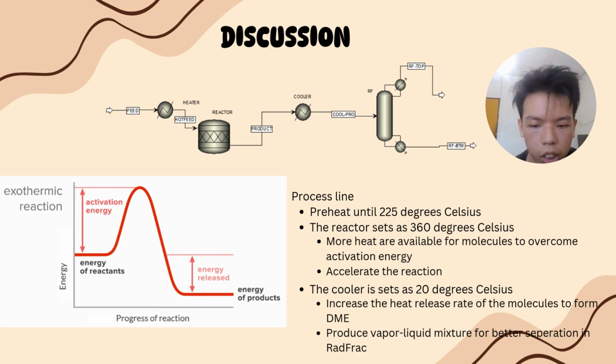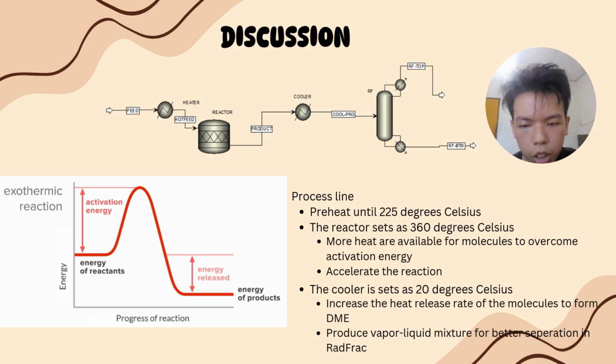As I mentioned just now, since this is an exothermic reaction, it is not preferred to occur at high temperature as its equilibrium constant will decrease, which means that less product will be produced. However, we still choose the reactor to be 360 degrees Celsius, which is quite high, because we want to supply more heat to the molecules in order to overcome their activation energy.